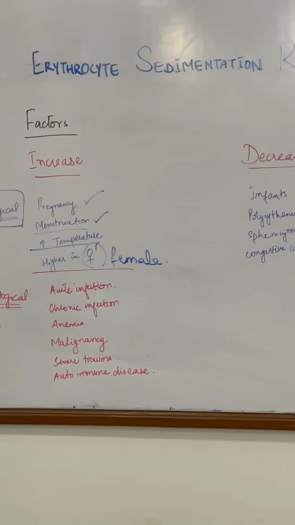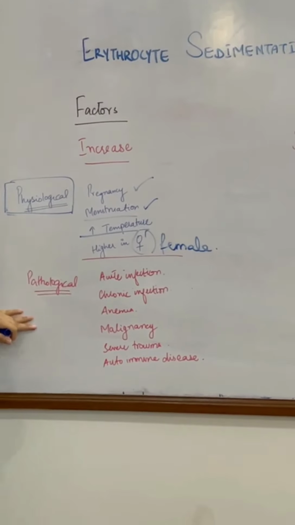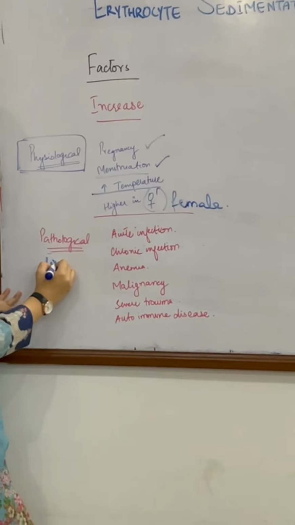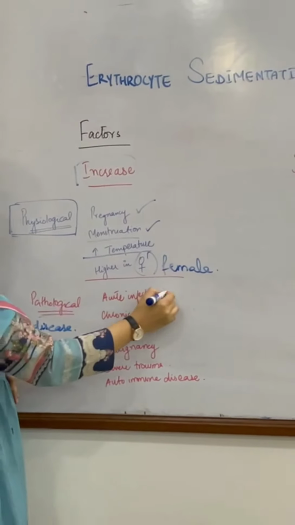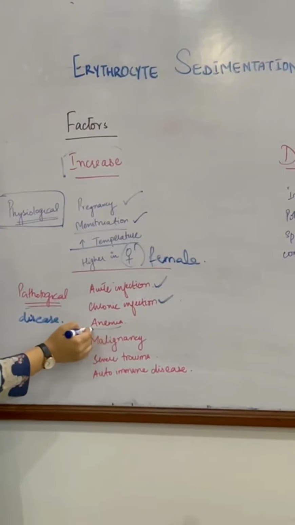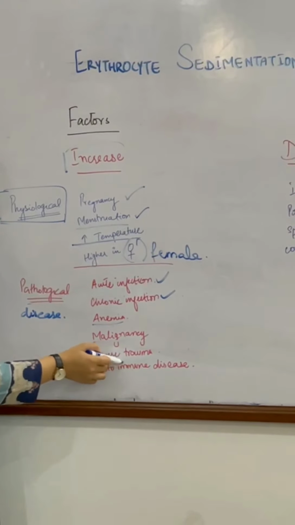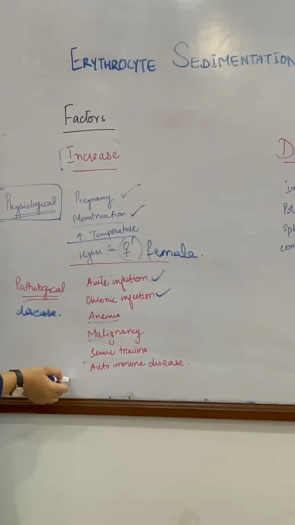And next, pathological. The pathological conditions, or you can say the disease processes in which ESR is increased, are acute infection, chronic infection, anemia, malignancy, severe trauma, or any autoimmune disorder.